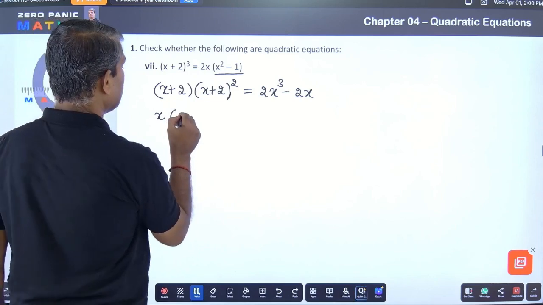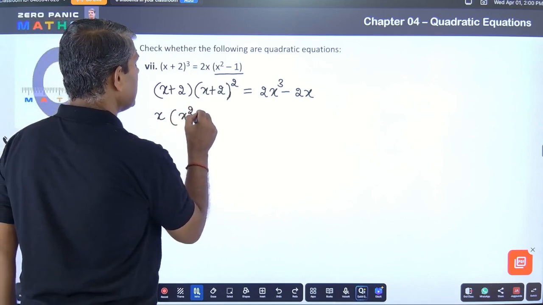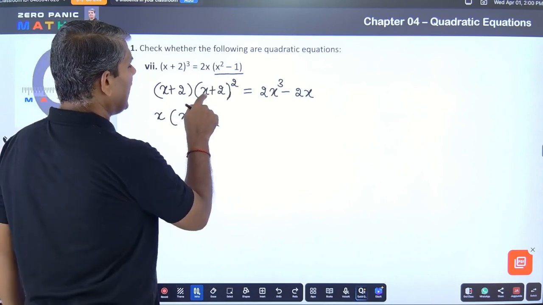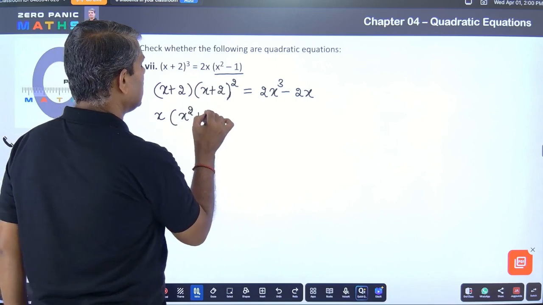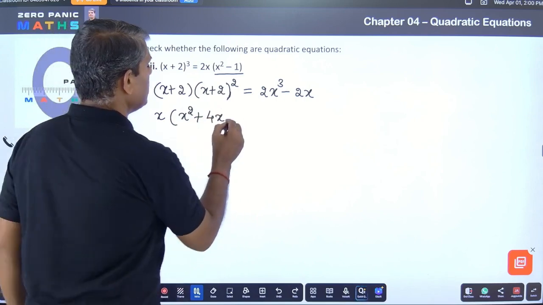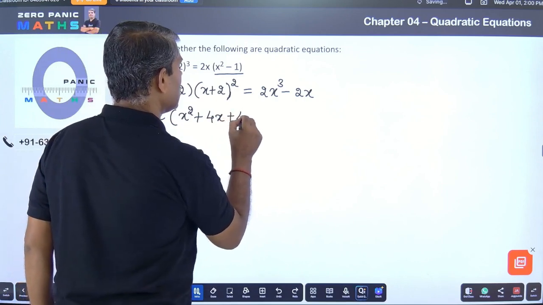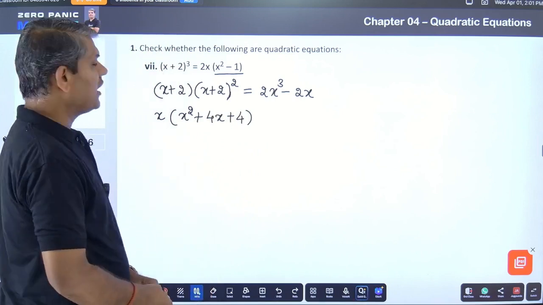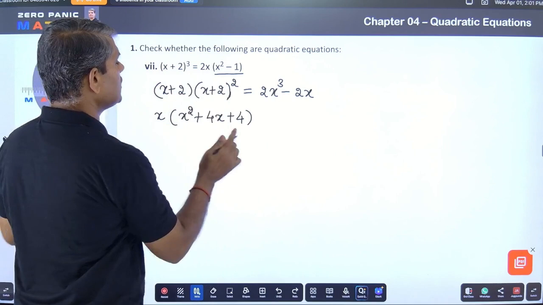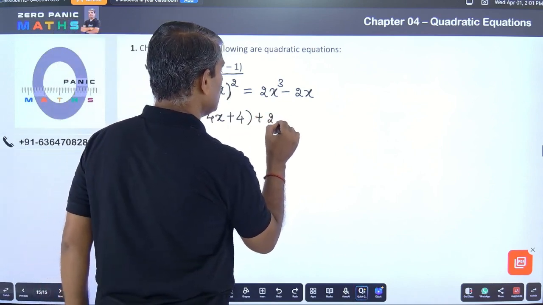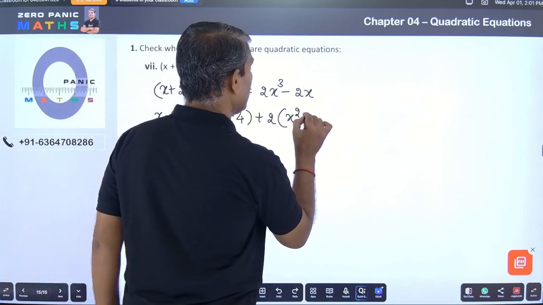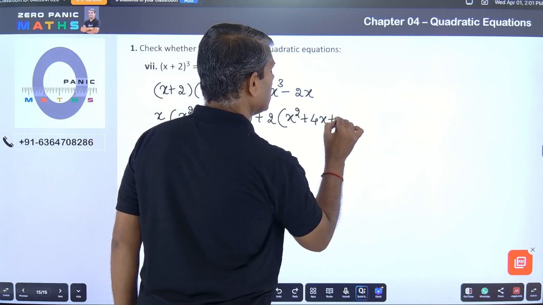It is a square plus 2ab. What is 2ab? 2x into 2, that is 4x. This is 2ab. I'm writing it directly, plus b square. What is that? 4. Right? It is x into this term. Now again 2 into this term. Let me write that. 2 into the same thing: x square plus 4x plus 4.